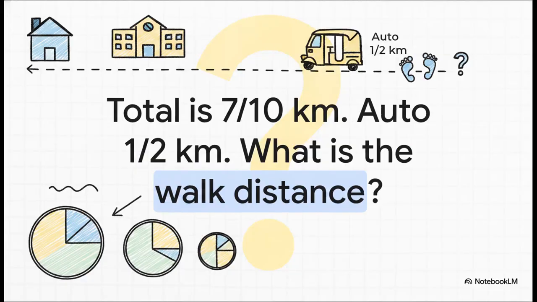Okay, so let's put this into practice. I'm going to challenge you with a real problem from the chapter right now. Jaya's school is 7/10 of a kilometer away from her home. She takes an auto for 1/2 of a kilometer, and then she walks the rest of the way. The question is, how far does she walk? Let's apply Brahmagupta's ancient method here.